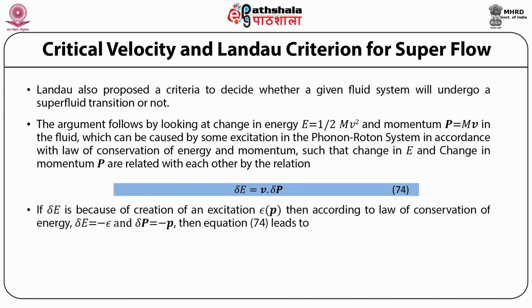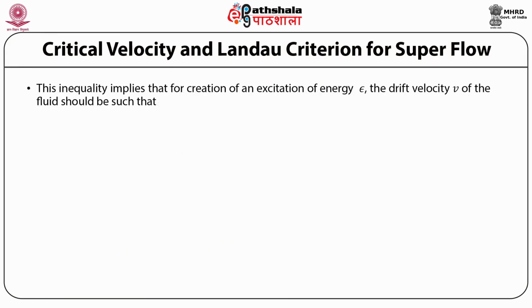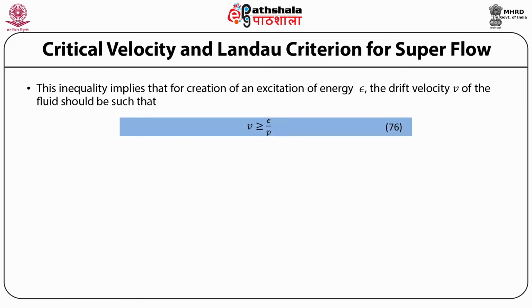If delta E is because of the creation of an excitation epsilon p, then according to the law of conservation of energy, delta E is equal to minus epsilon and delta P is equal to minus p. Then equation 74 leads to epsilon equal to V times p, which is equal to Vp cos theta, less than or equal to Vp. This inequality implies that for creation of an excitation of energy epsilon, the drift velocity v of the fluid should be such that v is greater than or equal to epsilon upon p.